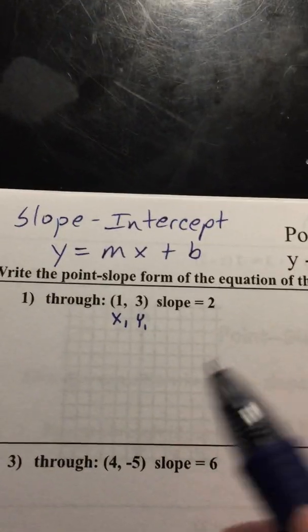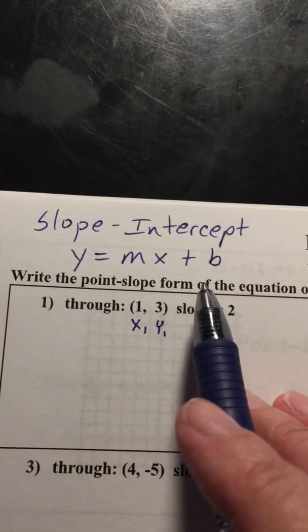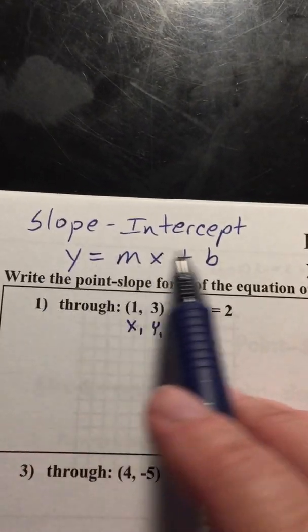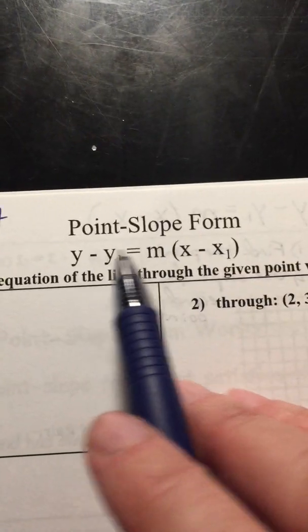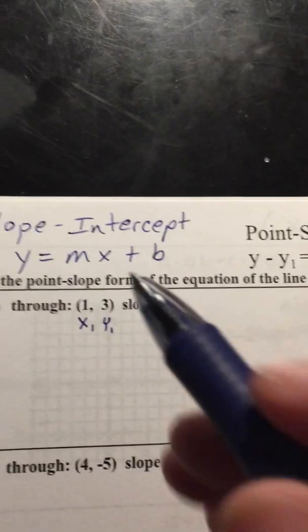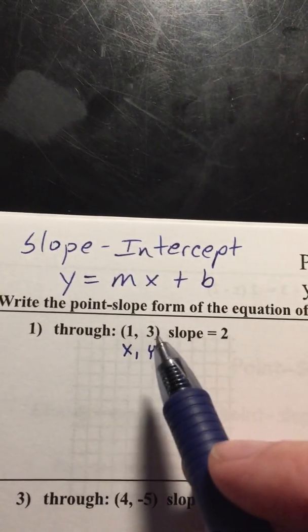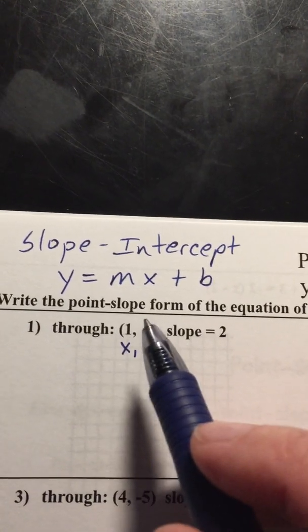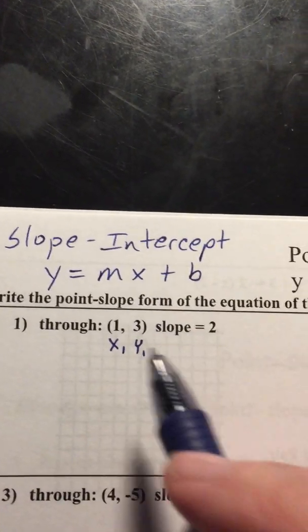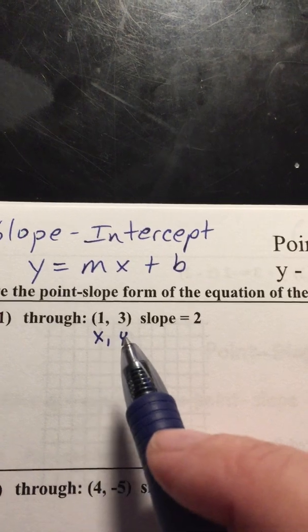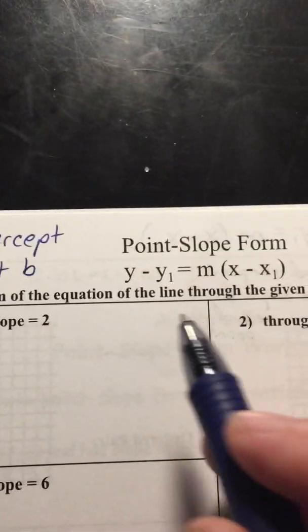Okay, so here we go. This one, they say, we're going to write the point-slope form of the equation. So we're not writing this version. We're writing the point-slope form. So this is what it's going to look like. Here is my x and my y. This line is going through the point 1, 3. That is not a y-intercept, so I am not writing this form. But this is the point x and the y, and it has a slope of 2. So here's the one I'm writing.